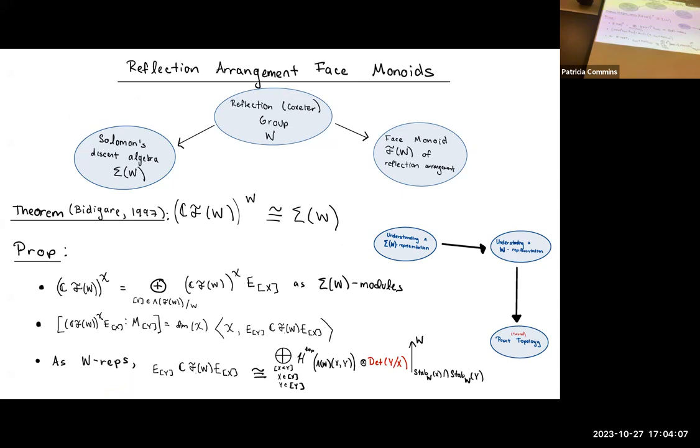Solomon's descent algebra is defined for all types. The face monoid is defined for all types. I kind of cheated Bidigare out of his theorem. His theorem was for all types as well. But one issue I have is that in other types, the symmetric function theory is not so well worked out, and the lattices are not so well studied. So I've stopped here instead of trying to really understand these representations.